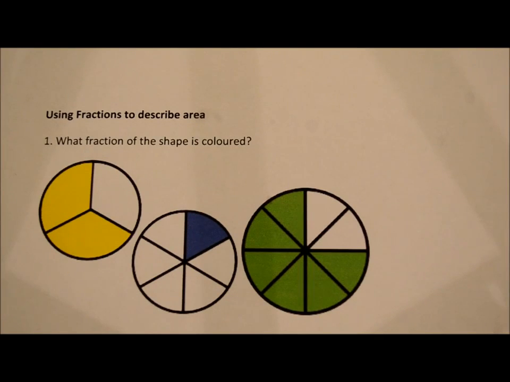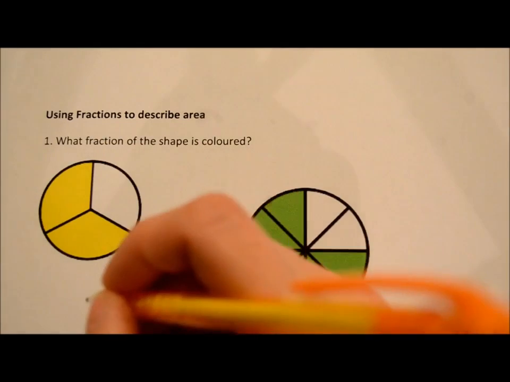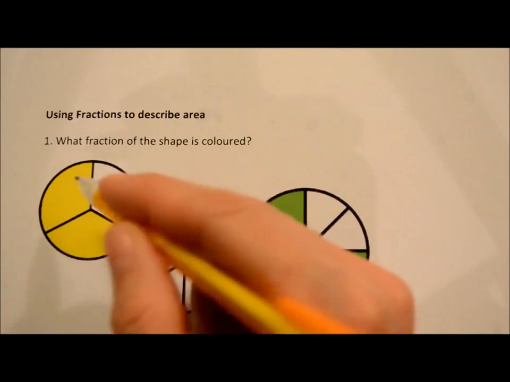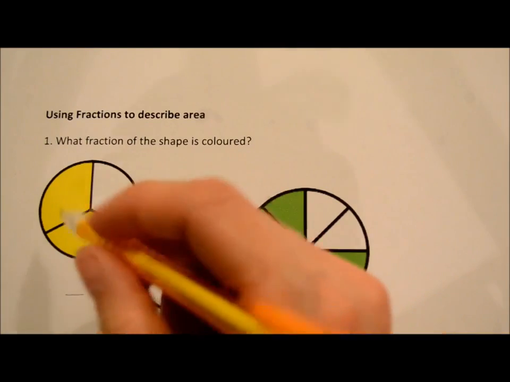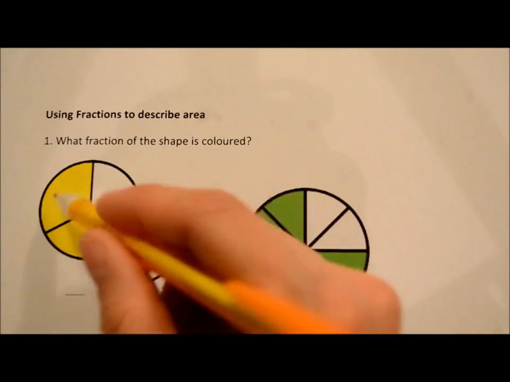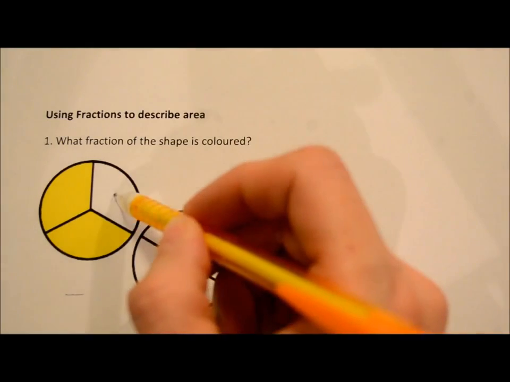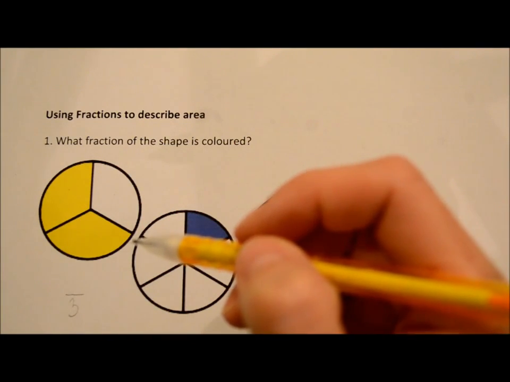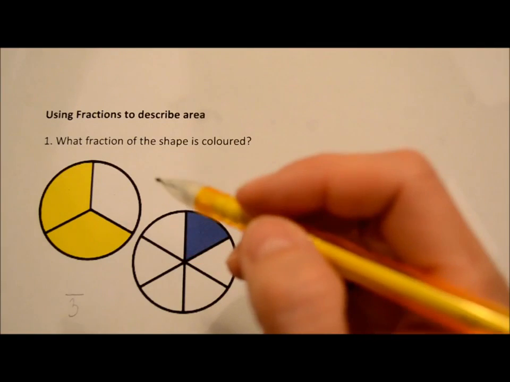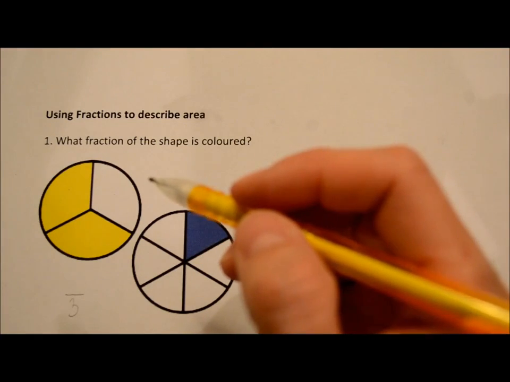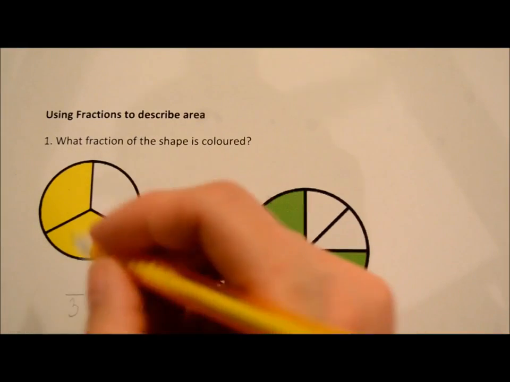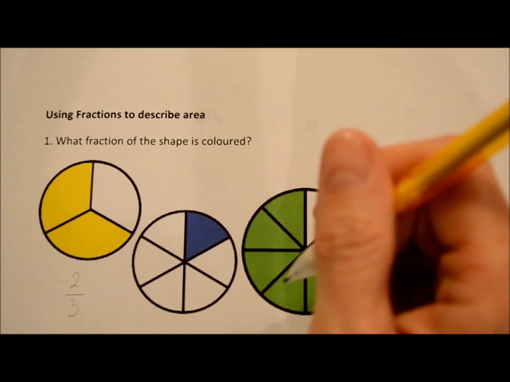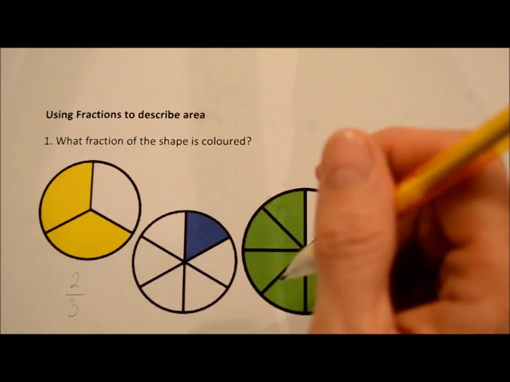We're going to find the denominator first. The denominator is the number on the bottom. So for this yellow one here, the bottom number is how many sections the whole thing is broken up into. 1, 2, 3. So our denominator is 3. What fraction is colored? We have to count how many pieces of the 3 are colored. 1, 2. So our fraction is 2/3. All right, super easy. We can do this, no problem.